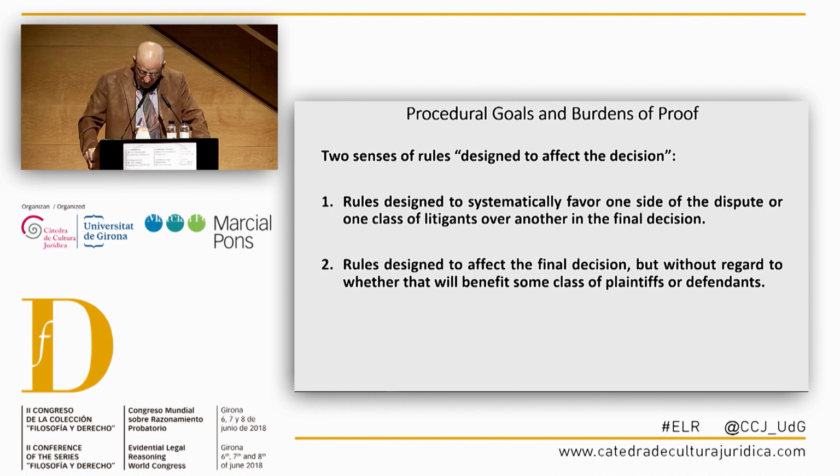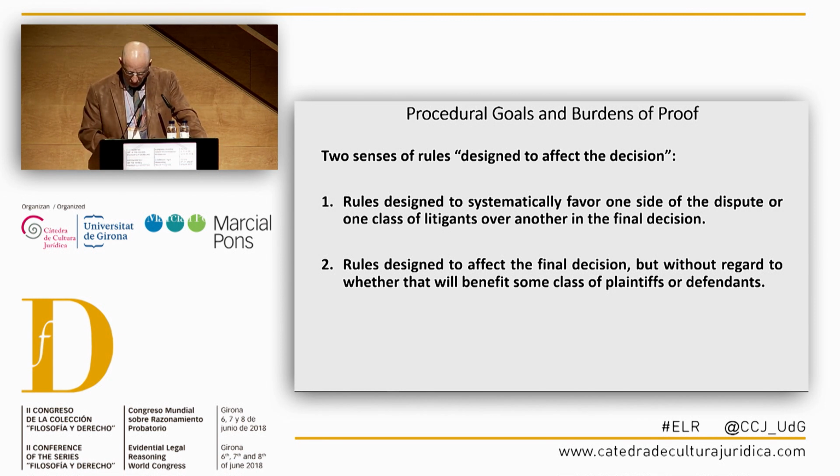For choice of law purposes, there are two types of ways in which a rule, a proof rule, might affect the decision of the issue. This is not recognized in the restatement or in the cases very explicitly. One is rules might be designed to systematically favor one side or the other in a dispute, or one class of litigants over another. And the second is rules designed to affect the final decision, but without regard to whether that will benefit one class of plaintiffs or defendants.